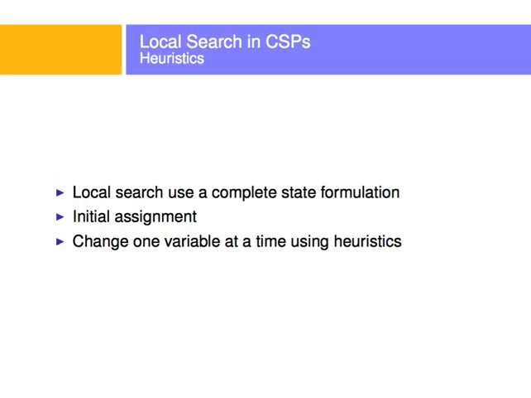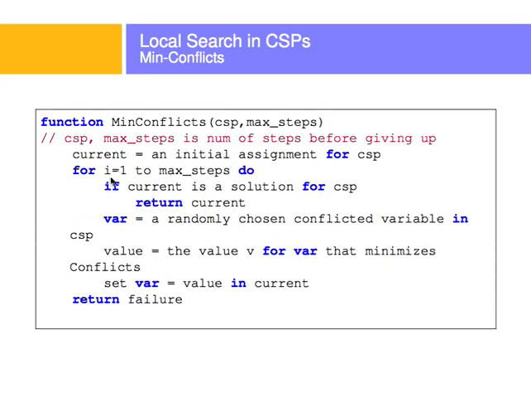Now, one last consideration in constraint satisfaction problems is that we can choose variables using heuristics, and one heuristic that is very useful is minimum conflicts. We want to check which values of assignments produce the minimum amount of conflicts, and we can check this for a number of steps before giving up. Otherwise, we might be doing this for a while.